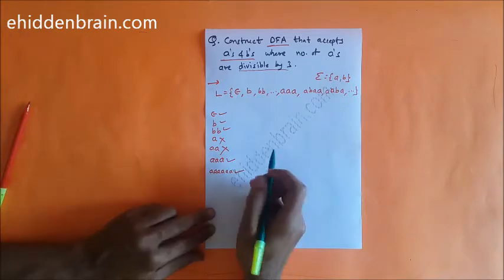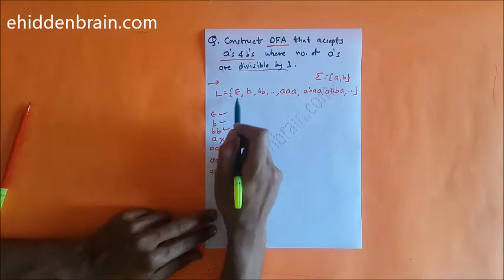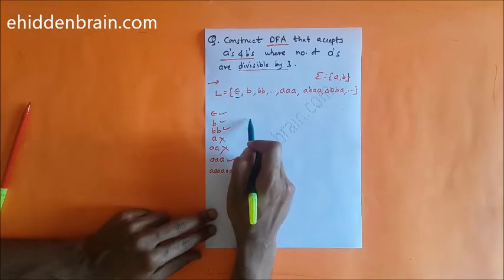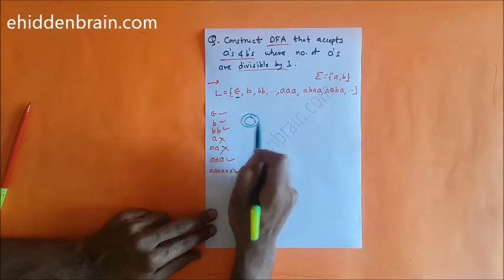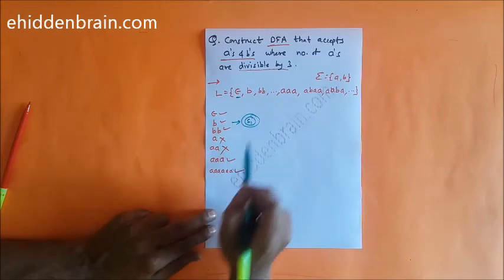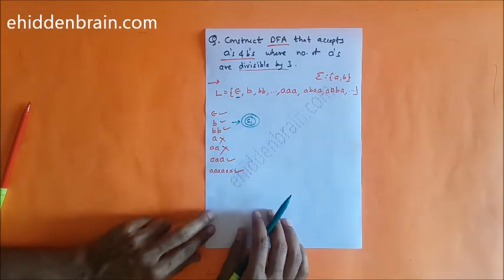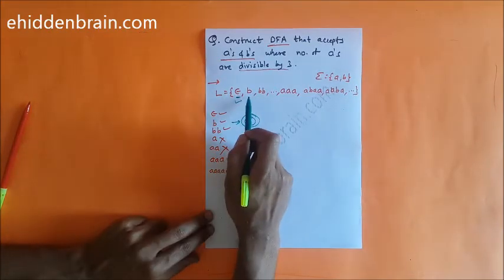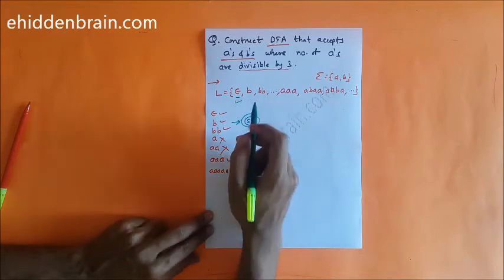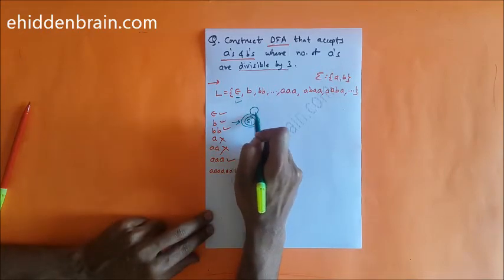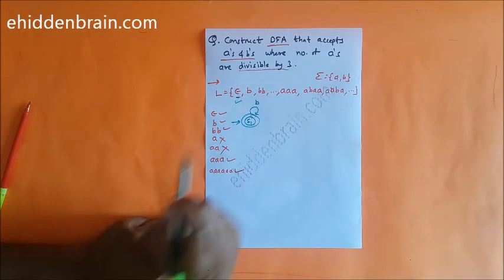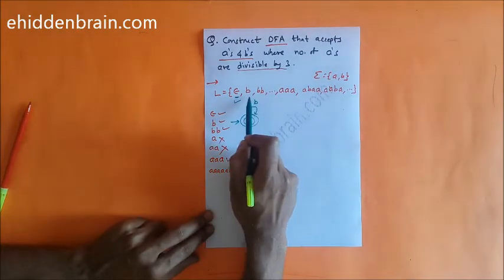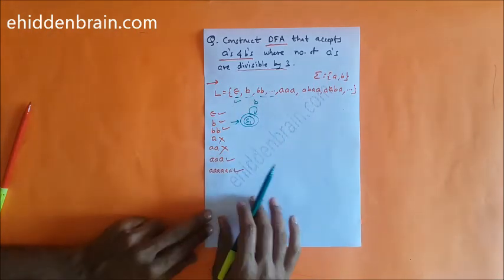Now let's see what this automaton will look like. Epsilon means the starting state will be a final state for sure, right? So make that. This is the start state, I will call it S1. The first state is a final state, which denotes that epsilon is accepted. Now I want to accept B or any number of B's, like 2 B's, 3 B's, and even an infinite number of B's. So I will put a loop of B here. That way I can accept an infinite number of B's.